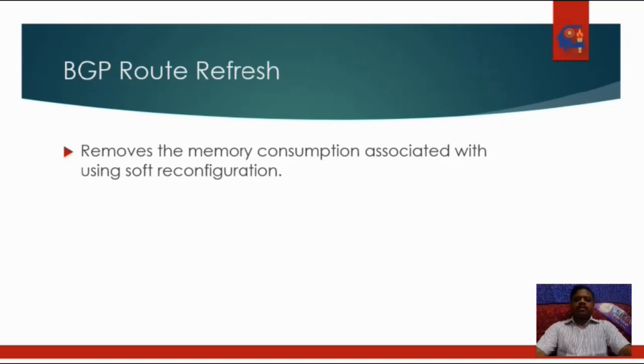Another solution was introduced recently that removes the memory consumption associated with using soft reconfiguration. This alternative approach is referred to as route refresh capability. Route refresh capability utilizes BGP4 capabilities negotiation to facilitate a means of dynamically requesting that a peer re-advertise all the prefixes learned from the peer. This behavior is enabled by default in the current version of IOS and must be supported by the BGP peer router in order to use this feature.